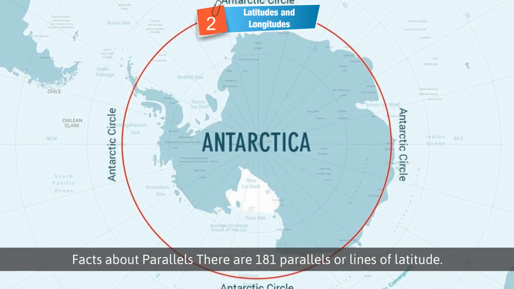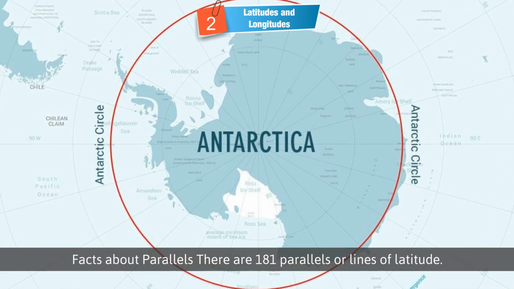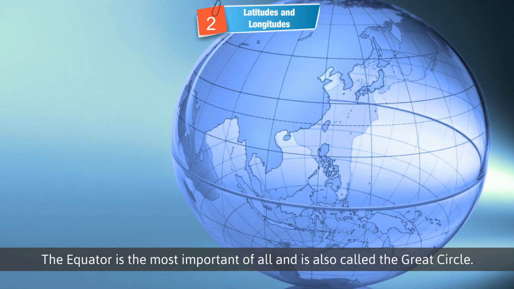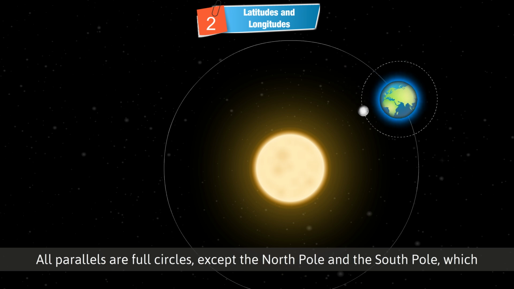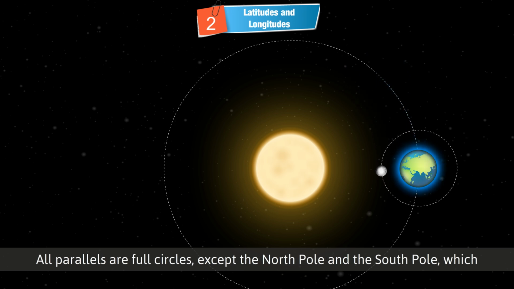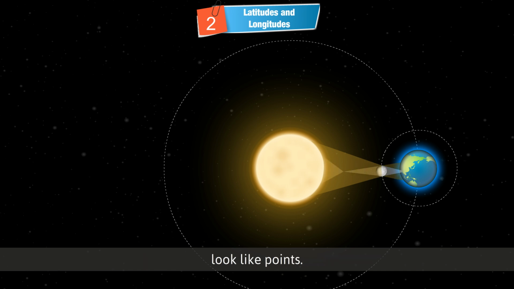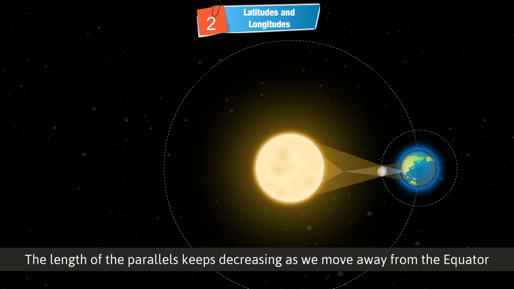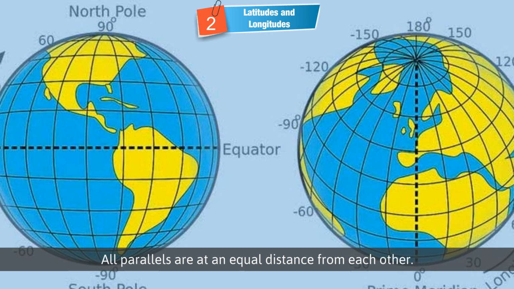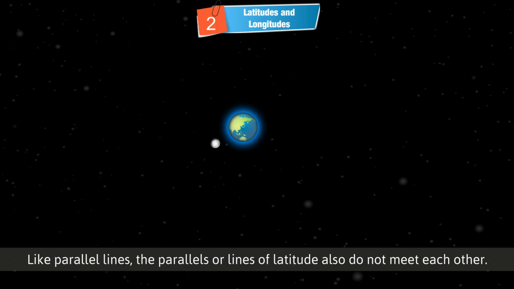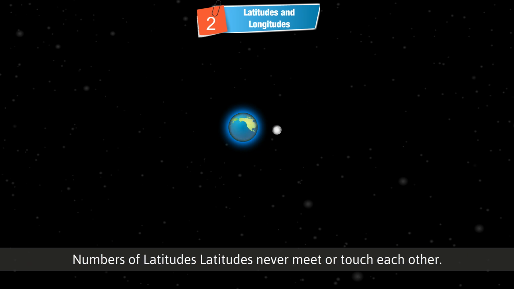Facts about parallels. There are 181 parallels or lines of latitude. The equator is the most important of all and is also called the Great Circle. All parallels are full circles except the North Pole and the South Pole, which look like points. The length of the parallels keeps decreasing as we move away from the equator and go towards the poles. All parallels are at an equal distance from each other. Like parallel lines, the parallels or lines of latitude also do not meet each other.